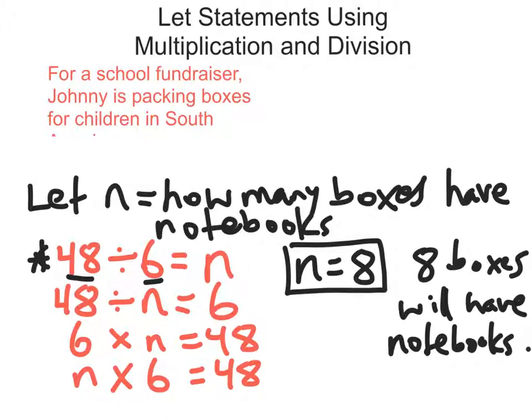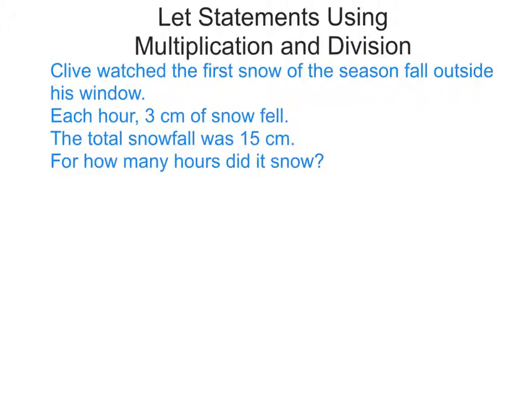All right. Let's do one more example together. Clive watched the first snow of the season fall outside his window. Each hour, 3 centimeters of snow fell. The total snowfall was 15 centimeters. For how many hours did it snow? Well, the first thing we have to do is find our question. There's our question mark. So I need to read this sentence again. For how many hours did it snow? That's what we're trying to figure out. How many hours did it snow?